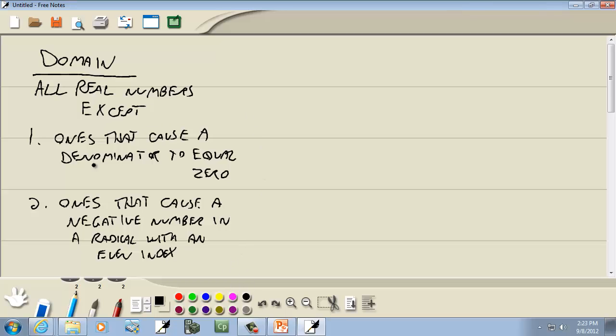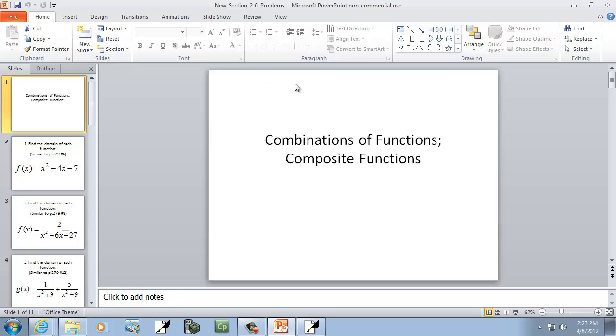Now this kind of grows as you go along. Like when we get the logs, we'll add a third one onto here and so forth. But for now, these are the only two we have. Now this first one, denominator, implies you have a fraction. Second one, radical with an even index, implies you have a radical. So if you don't have a fraction, you don't have a radical. Again, your domain is all real numbers at this point.